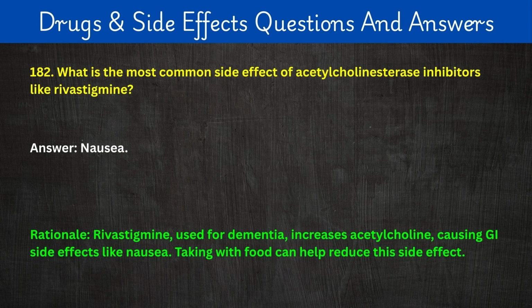182. What is the most common side effect of acetylcholinesterase inhibitors like rivastigmine? Answer: nausea. Rationale: rivastigmine, used for dementia, increases acetylcholine, causing GI side effects like nausea. Taking with food can help reduce this side effect.